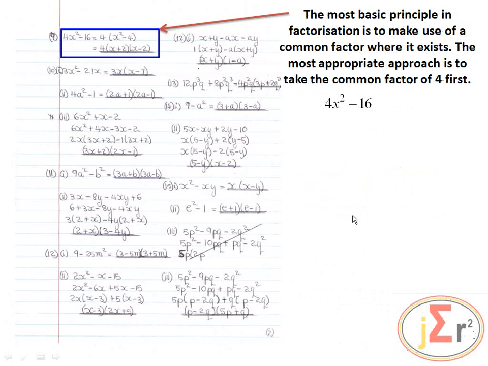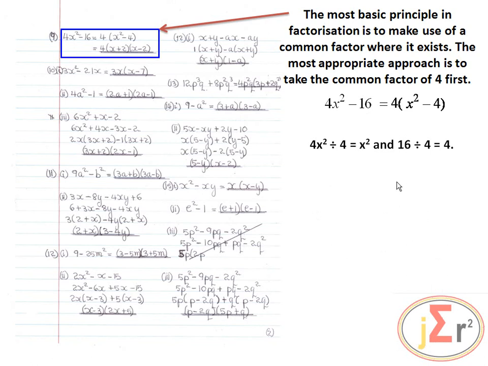Now we are taking a second approach to the problem. The most basic principle in factorization is to make use of a common factor where it exists. The most appropriate approach is to take the common factor of 4 first. So always take a highest common factor if we can. So take that common factor of 4, and we say what? 4 into 4x squared is x squared, and 4 into negative 16 is negative 4. And we have x squared minus 4 remaining.